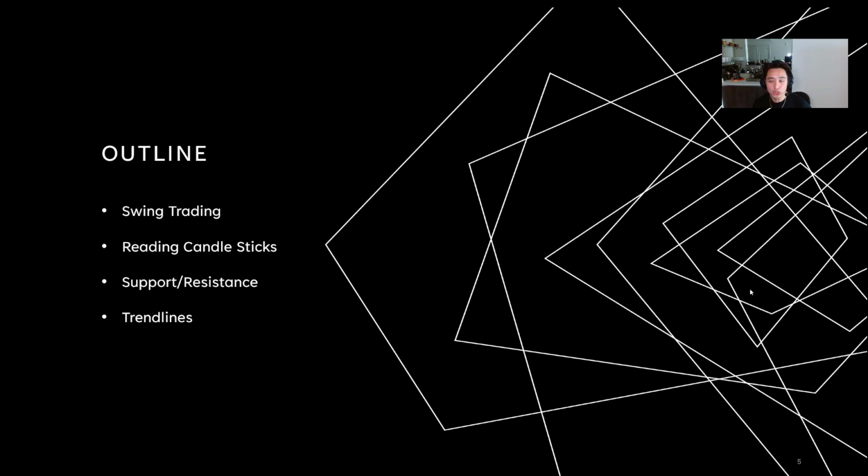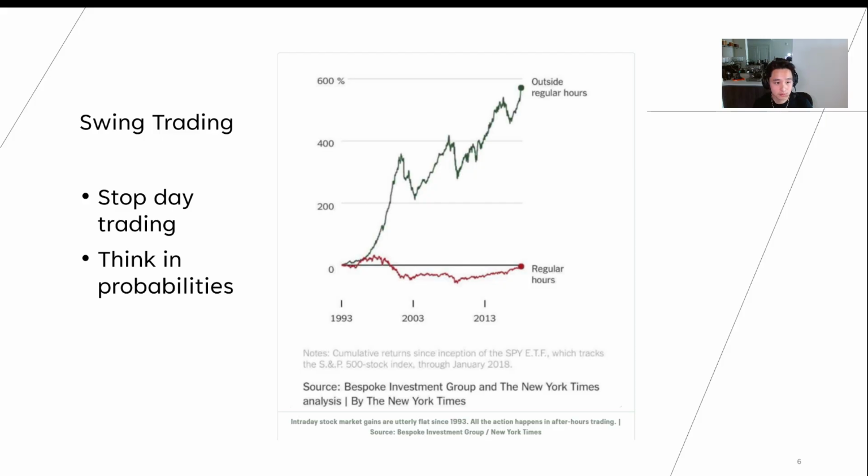So I've already touched briefly on my strategy and how it's primarily focused on swing trading, but we're going to go a little bit more in depth on why that's the way I want to trade. Also, we're going to go super to the basics, as we're going to learn how to read candlesticks, learn how to identify support and resistance on charts, but also learn how to utilize that together and combine it with trend lines to identify potential trade opportunities in the market.